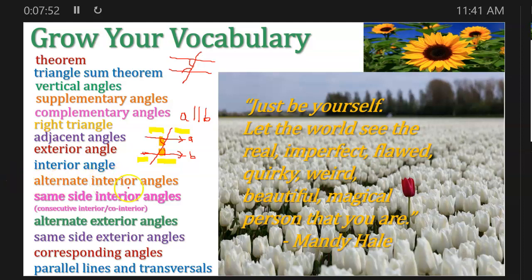Okay, so alternate interior, that relationship when they're on opposite sides of the transversal, but inside or interior of the parallel lines, those are congruent. Those are equal to one another.